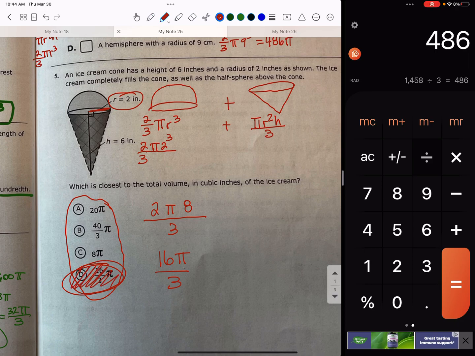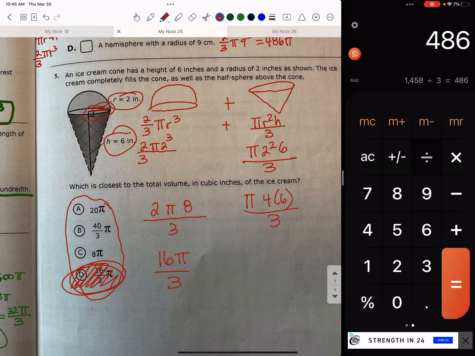All right, let's do the cone. Pi, the radius of the cone is also 2. So pi times 2 squared times the height, which is 6, divided by 3. This is pi times 4 times 6 divided by 3. This is 24 pi on top, 3 on bottom.